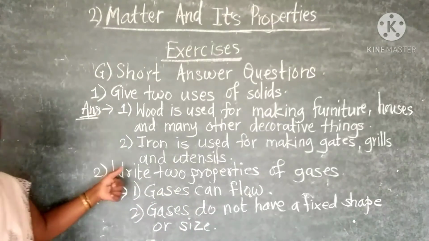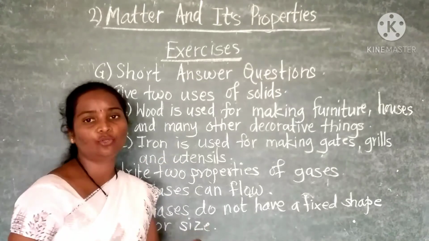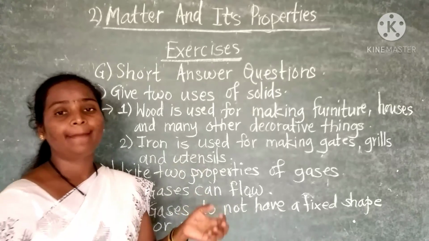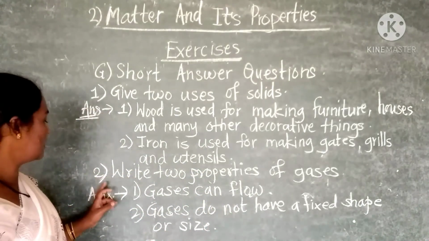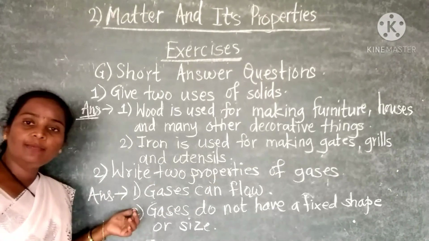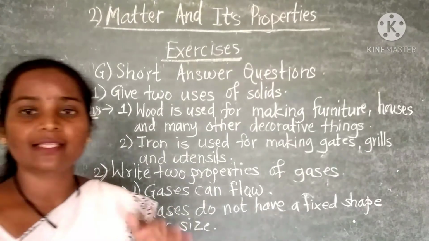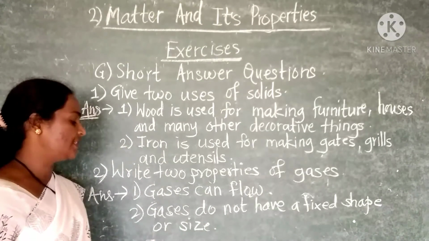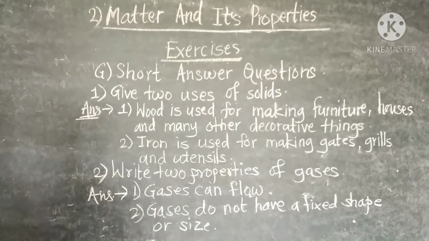Second, I have taken here iron. Iron is used for making the gates, grills, and the utensils. You should write there plastics. We are using the plastics to make toys or other things also. Second, write two properties of the gases. What are the properties of the gases? First I have written here, gases can flow. And second, gases do not have a fixed shape or size.